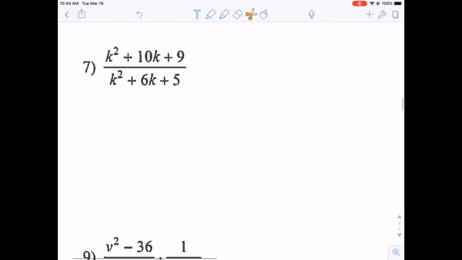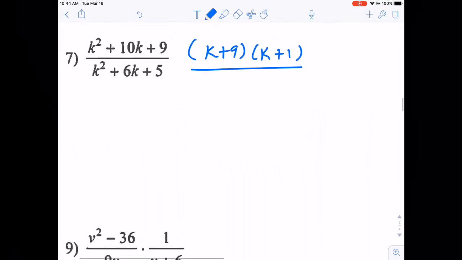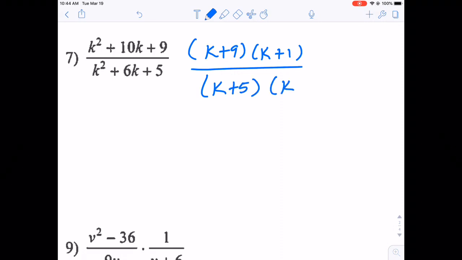Number 7, factor first. So that's going to be k plus 9 and k plus 1. Again, I would really encourage you to try to factor some of these on your own first, without just letting me factor them for you. See how well you're able to factor these, and then you've got me going through them to help you check them. The numerator is going to factor into k plus 9 and k plus 1, right? Two numbers that multiply to be 9, but add to be 10. Same thing in the denominator, two numbers that multiply to be 5, but add to be 6.